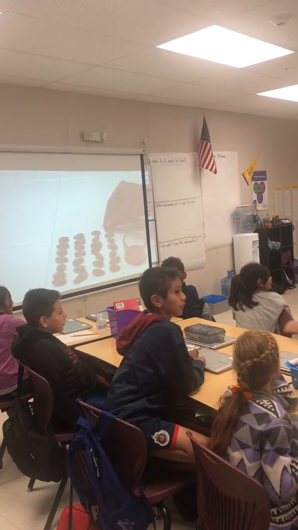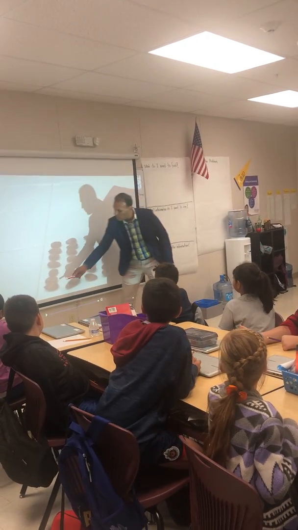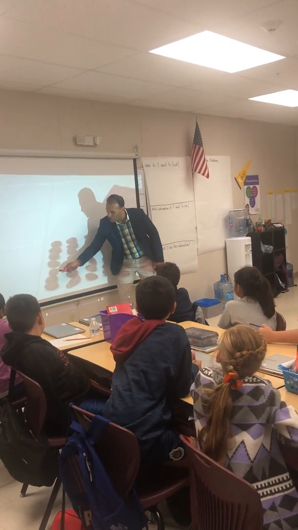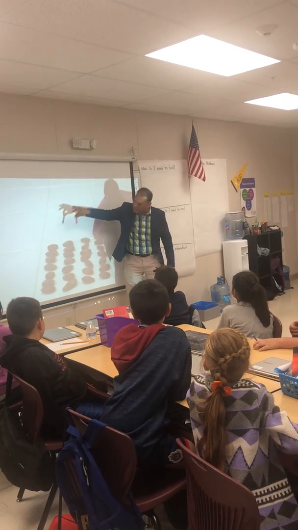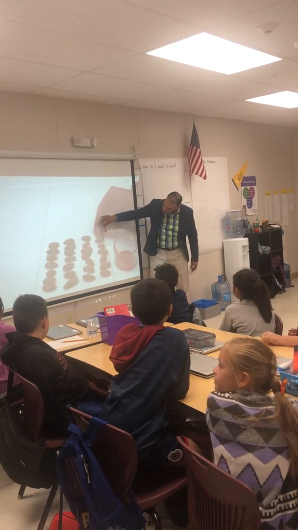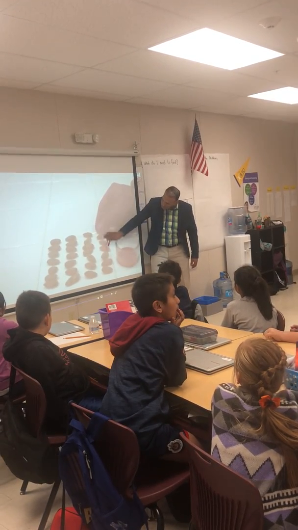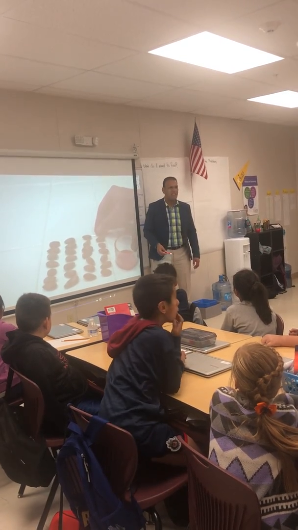How many words is it? 26. Is it 26? Let's see. So we have, count with me. 1, 2, 3, 4, 5, 6, 7. So let's count in sevens here. 7, 14, 21, 28. Is it the whole row here? 1, 2, 3, 4, 5, 6, 7. So it's 28. Wow, that's a lot, huh?